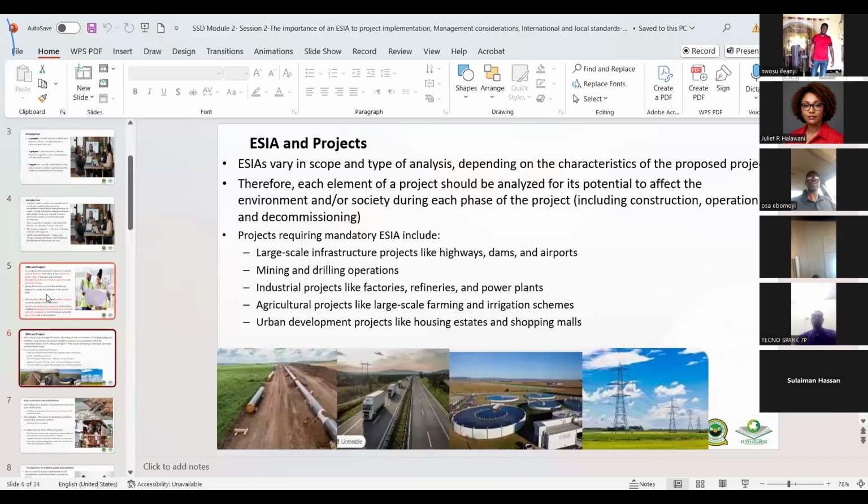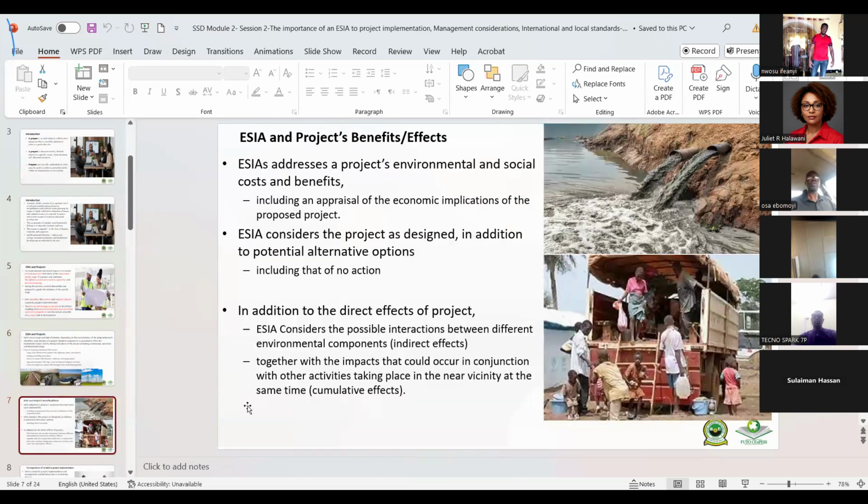So we talked about projects requiring mandatory ESIA. We talked about large-scale project, mining and drilling, industrial project like factory refineries and power plant, agricultural project like large-scale farming and irrigation scheme, urban development project like housing estate, shopping malls, and what have you. You can see some of the diagrams that I've listed. There are power line, waste treatment, road construction, pipeline laying. They are all listed there.